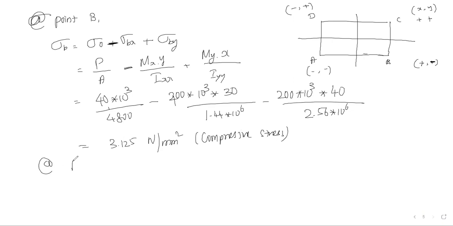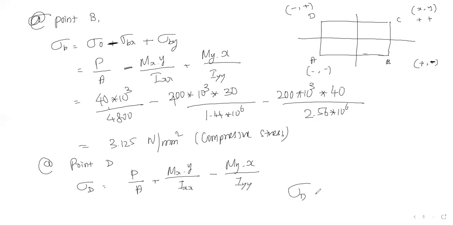Next, at point D, so sigma D. So here P by A plus Mx into y by Ixx minus My into x by Iyy. Okay, then the value is 13.54. Sigma D is equal to 13.54 Newton per mm square. So this is also compressive stress.